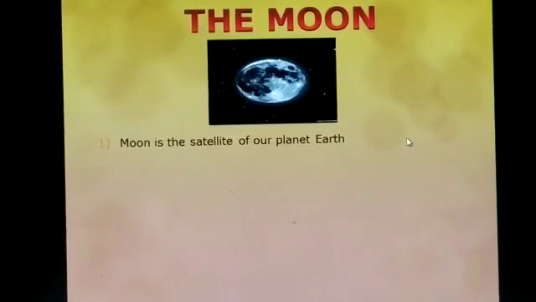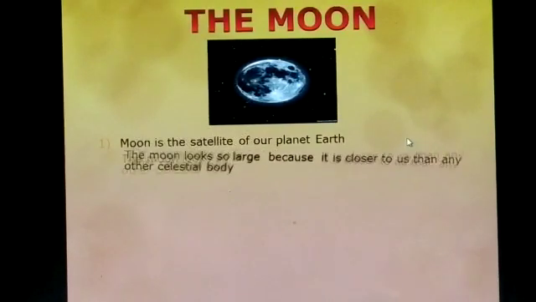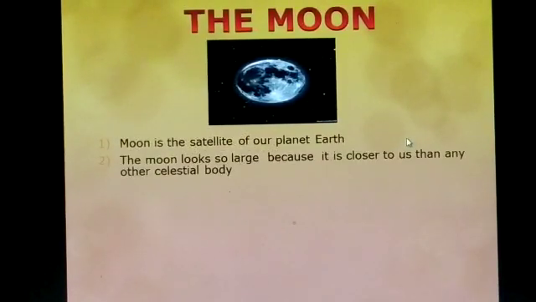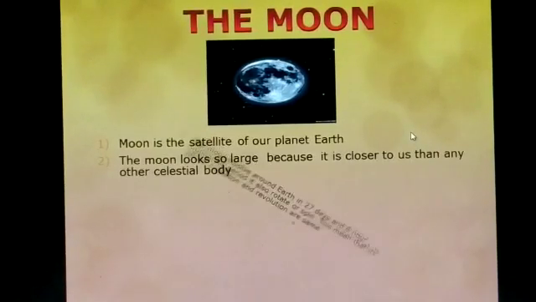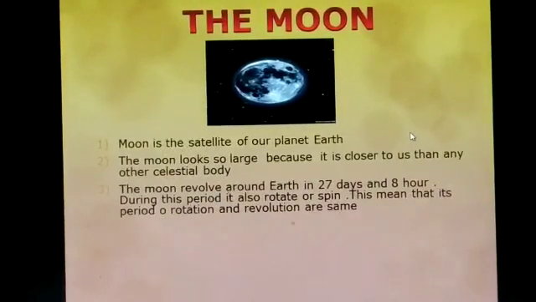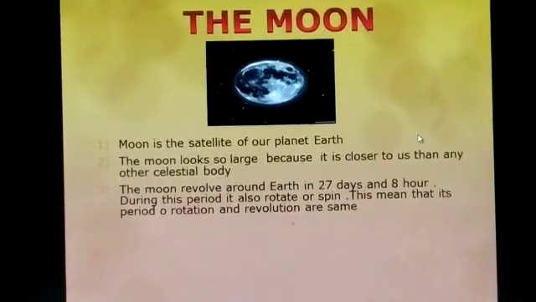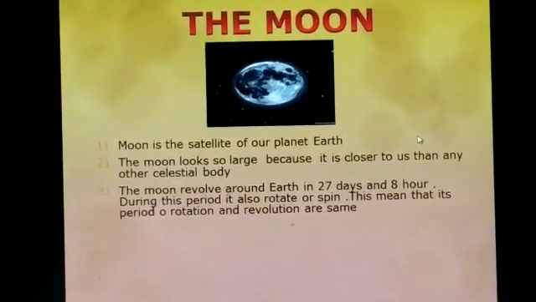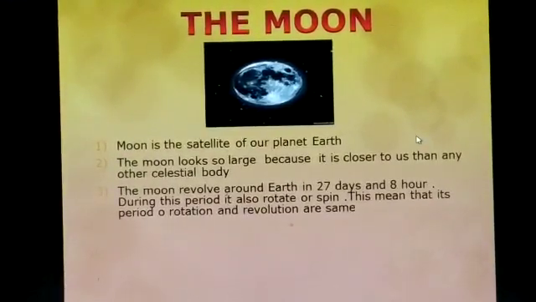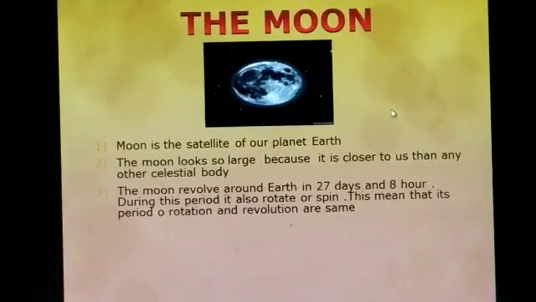See about the moon, the natural satellite of the Earth, the only satellite of the Earth. The moon looks so large because it is closer to us than any other celestial body. The moon revolves around the Earth in 27 days and 8 hours. During this period, it also rotates or spins. This means that its period of rotation and revolution are the same.